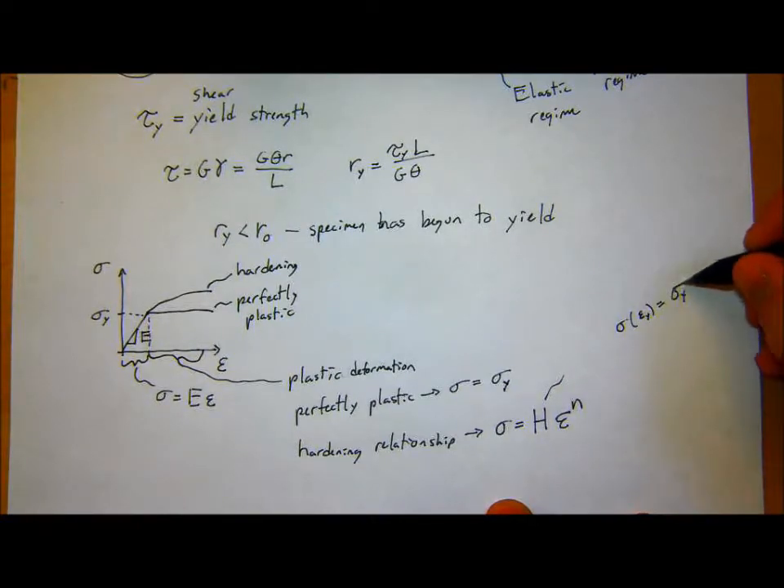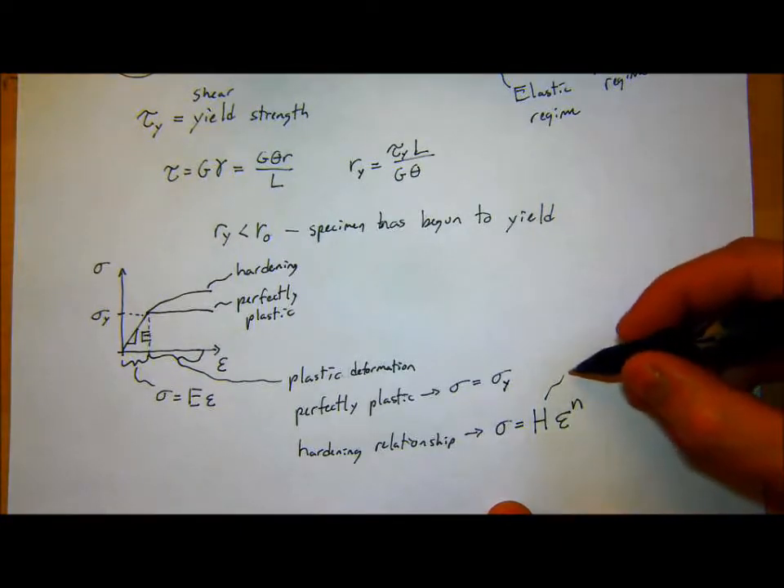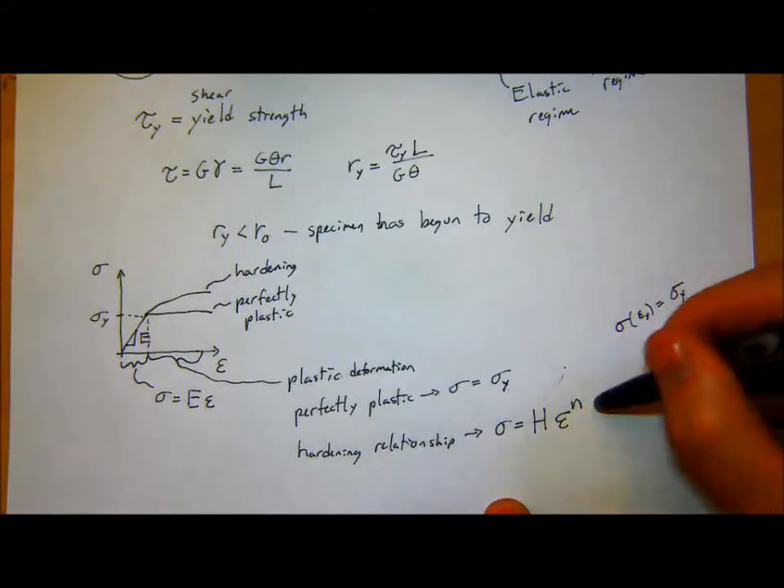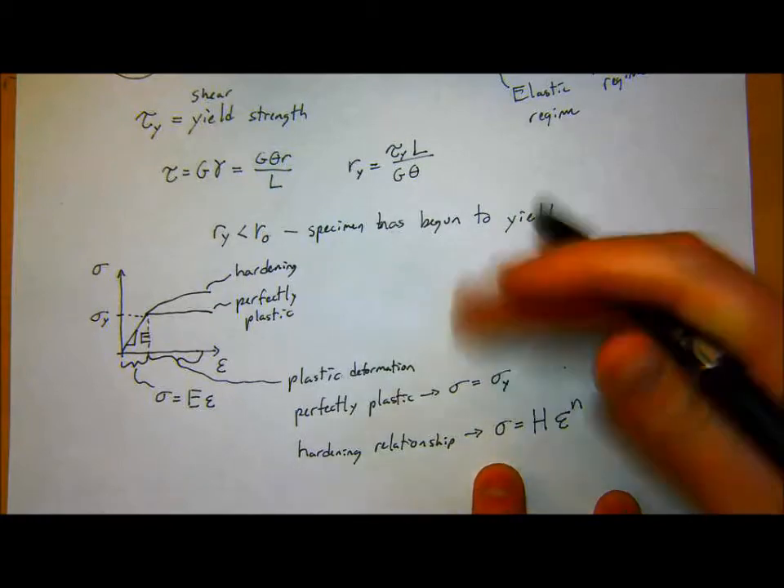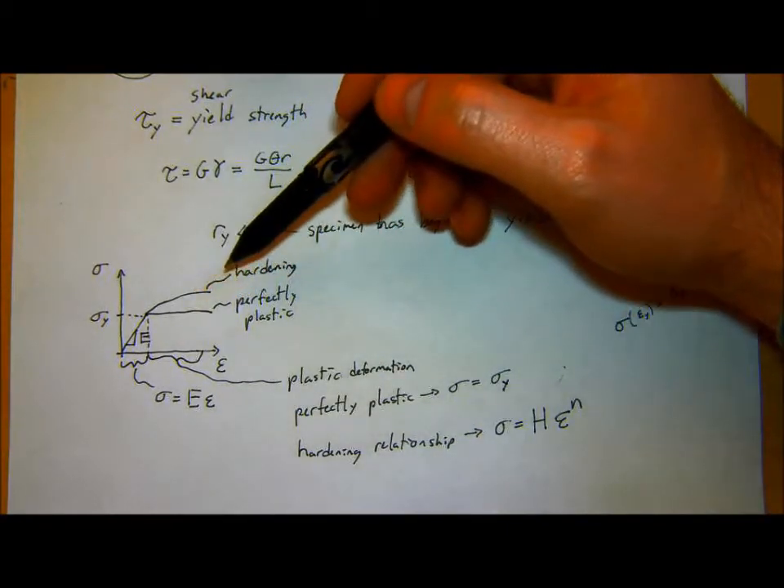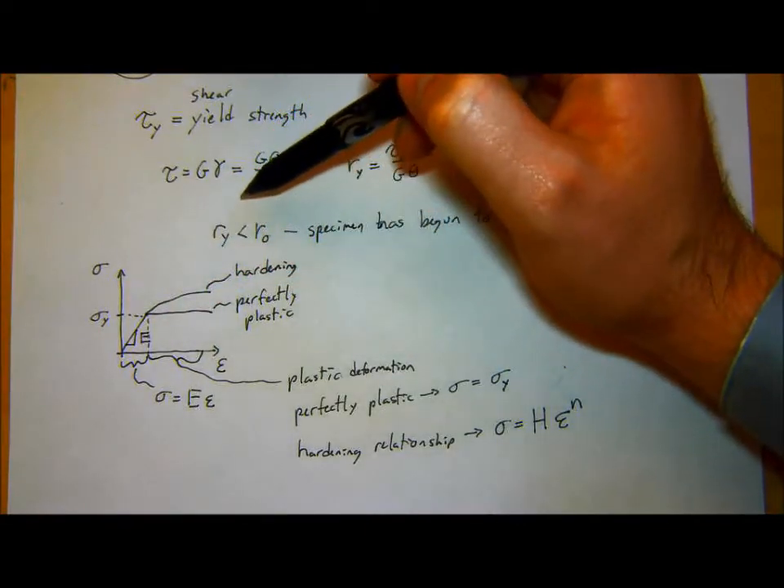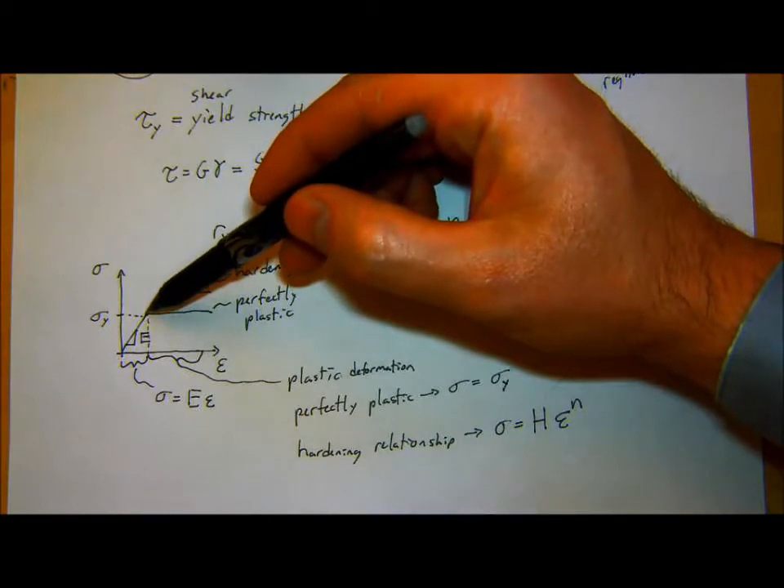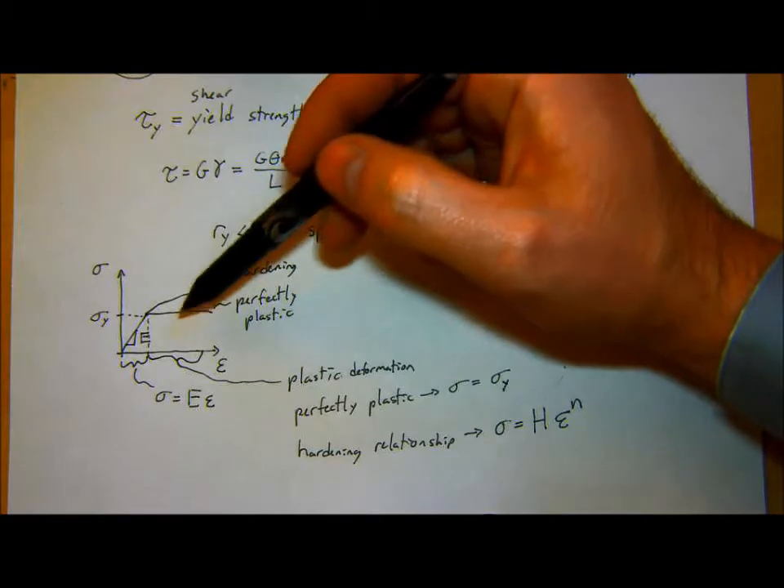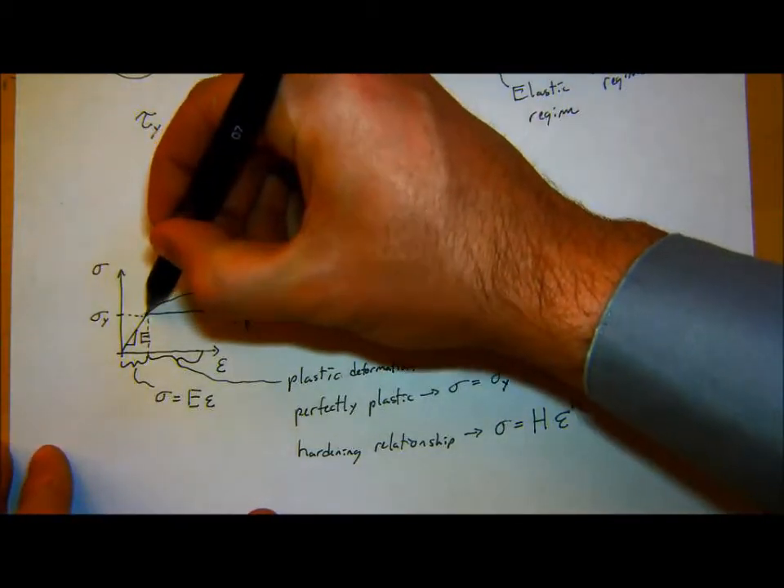And then this n describes the magnitude of this slope here. So if that n is very high, then you may have something that goes up very strongly. If you have an n that's very low, you may have something that's more close to perfectly plastic. And so that n controls where this slope is, exactly how high this is. So this would be increasing n.